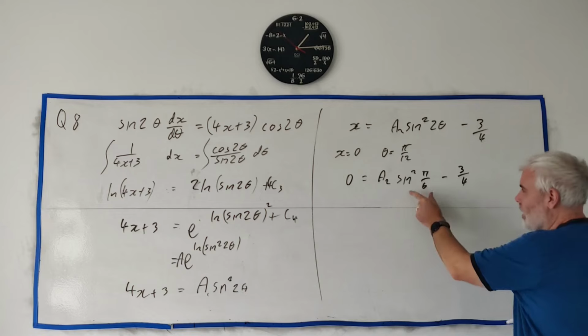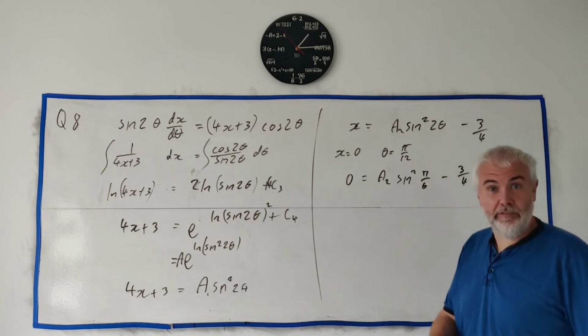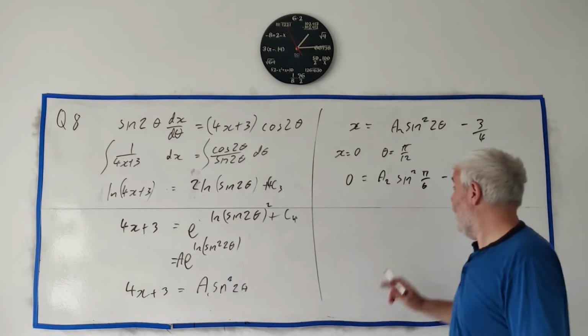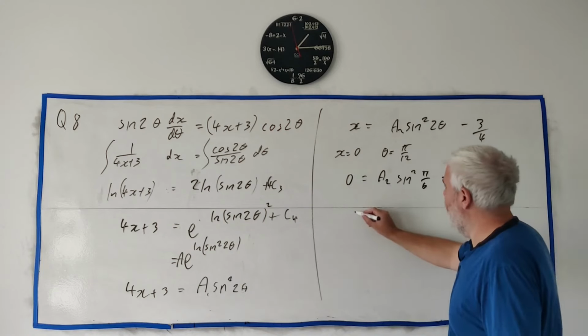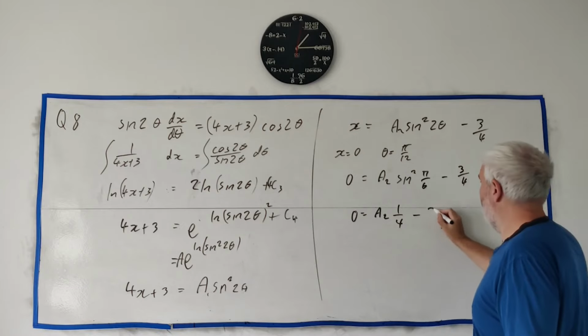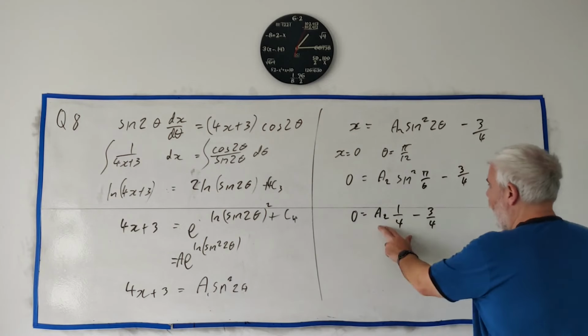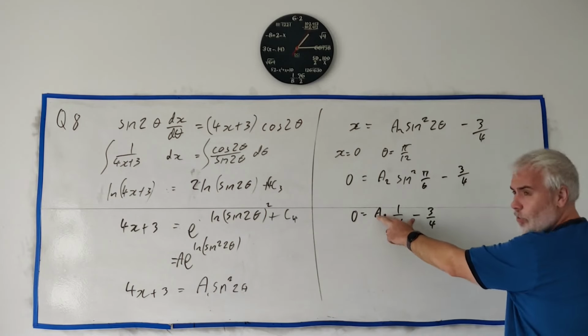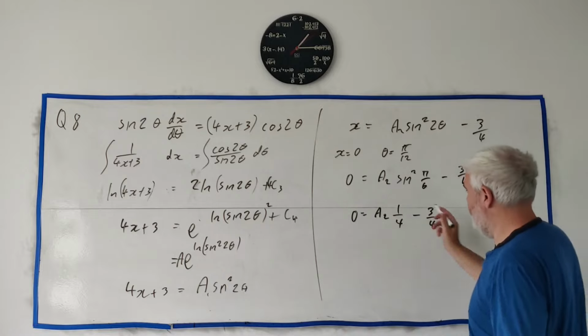So put this in your calculator. Sine pi over 6, you'll find it's 0.5 or a half. A square of that is 1 over 4. So 0 is equal to A2 times 1 over 4 minus 3 over 4. We can already see A2 must be 3. But let's do it slowly.